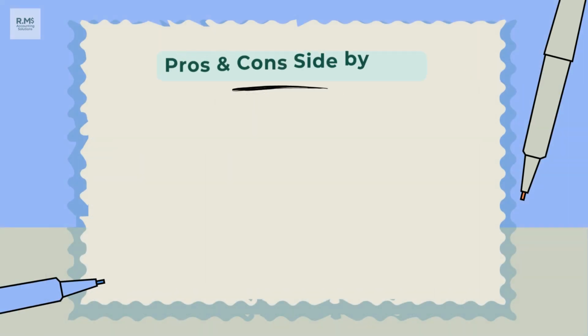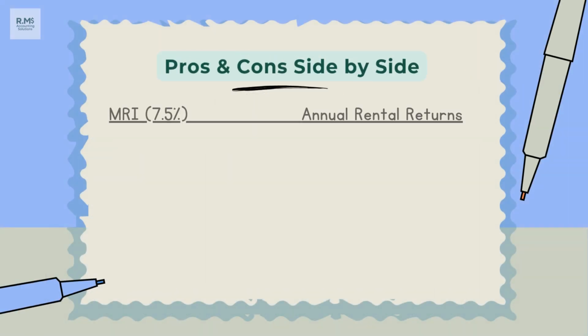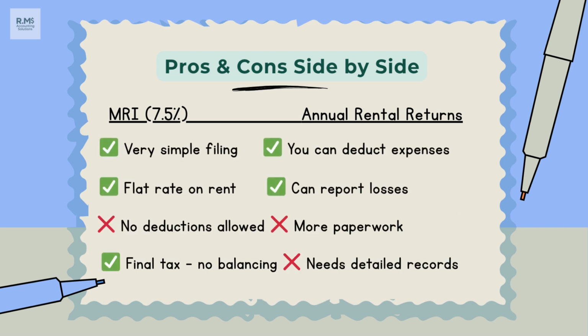Here are the pros and cons side by side. For MRI, it is easy to file, a fixed rate of 7.5% and no balancing required, but you can't deduct anything. For the annual method, it takes more effort, but lets you deduct costs and even report losses. If you track expenses well, then the annual option might give you better results.